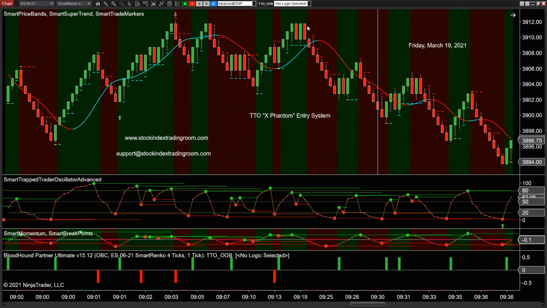Everything, Smart Renko bars, everything that we use, and in this trade, we're only going to look at two. We're going to look at Trapped Trader Oscillator, which is in this first panel below the price bars, Smart Renko bars, and then Smart Super Trend, which is located throughout the chart here, and you'll see those, and we'll talk about those.